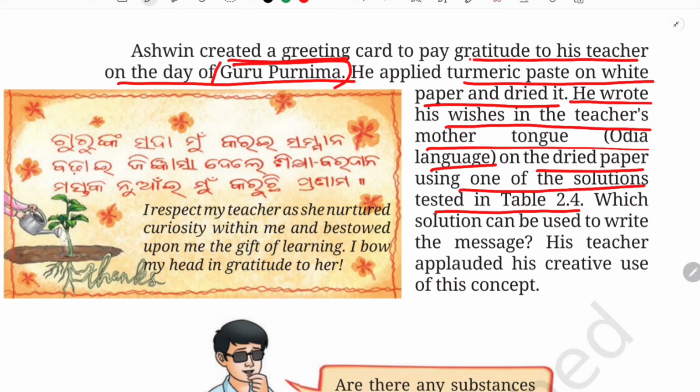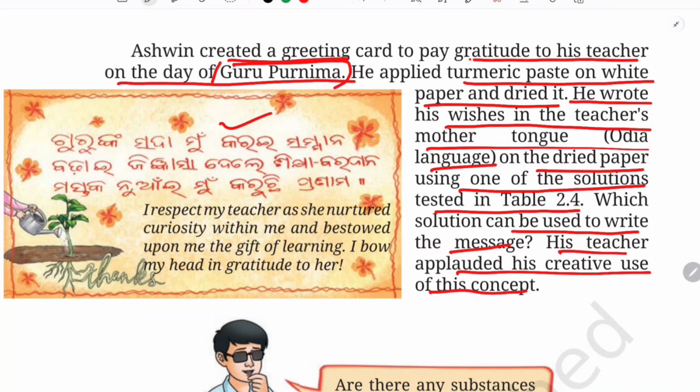So he used one of the solutions which was used in table 2.4, that is from group B. Because what we have learned just now, turmeric reacts only with basic substances, isn't it? So which solution can be used to write the message? His teacher applauded his creative use of the concept. So what do you think, which solution he can use? He can use soap solution, and you can see the writing here, it is somewhat reddish brown.